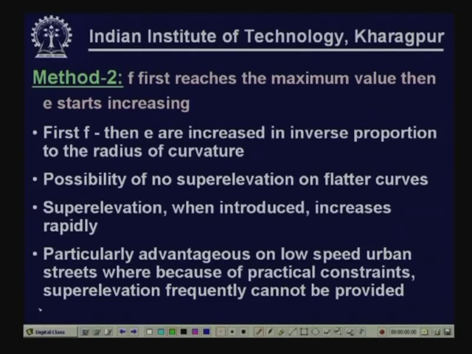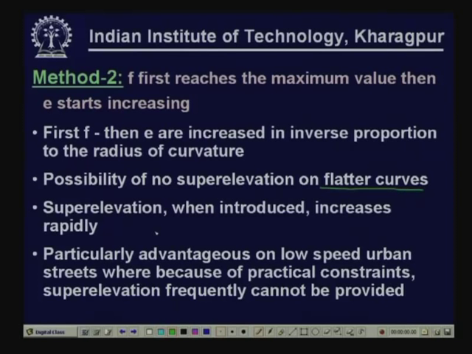So, here because we are introducing super elevation only when the F value has already reached its maximum value, it may happen that for flatter curve, because the requirement is less, it may not be required even to provide any super elevation, because the side friction factor alone may be sufficient to counteract the effect of the centrifugal force, and even the F value required may not exceed F max or the maximum permissible value. So, for flatter curves, this may result into a situation where we may not require super elevation.